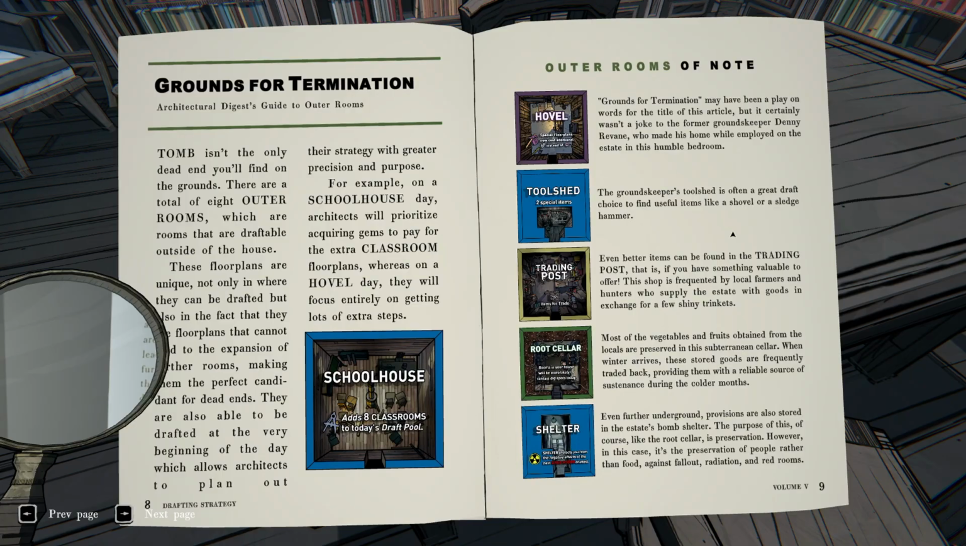Shop is frequented by local farmers and hunters who supply the estate with goods in exchange for a few shiny trinkets. Most of the vegetables and fruits obtained from the locals are preserved in the subterranean cellar. When winter arrives, these stored goods are frequently traded back, providing them with a reliable source of sustenance during the colder months. Even further underground, provisions are also stored in the estate's bomb shelter. The purpose of this, of course, like the root cellar, is preservation. However, in this case, it's preservation of people rather than food against fallout, radiation, and red rooms.